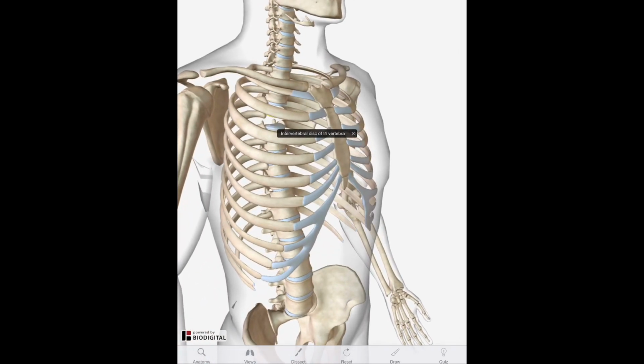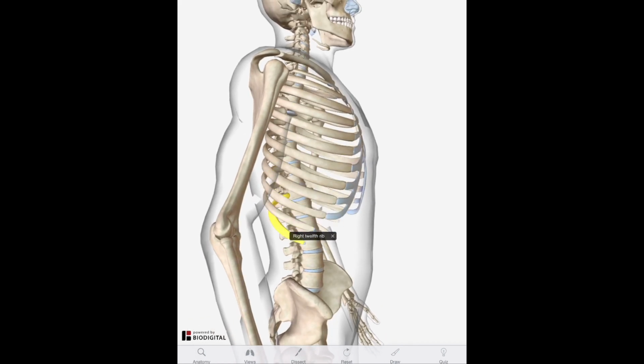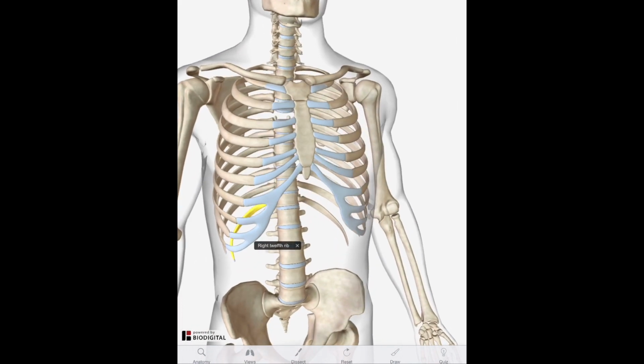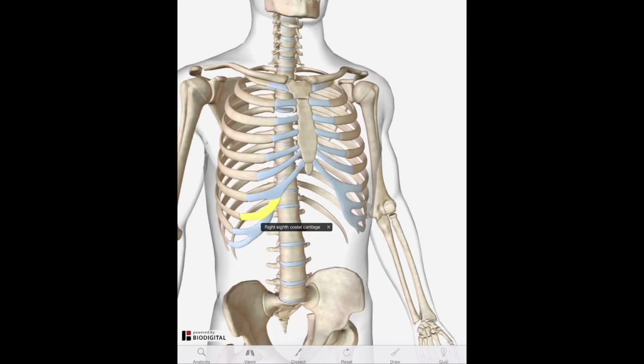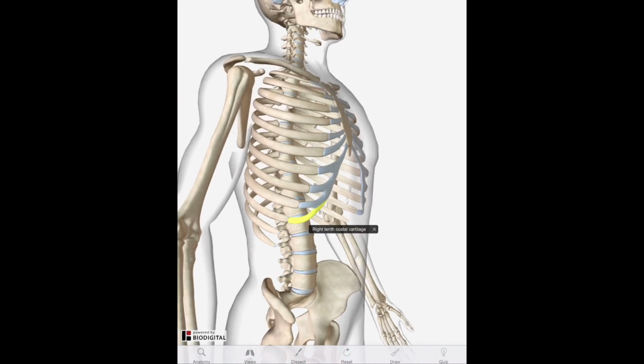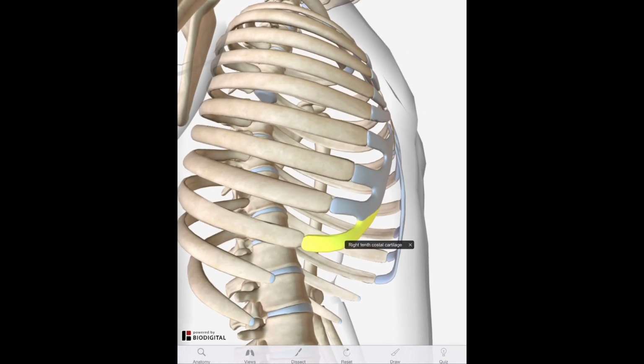That is the first rib, second, third, fourth, fifth, sixth, seventh, eighth, ninth, 10th, 11th and 12th ribs. Costal cartilages, the blue color part: first costal cartilage, second, third, fourth, fifth, sixth, seventh, eighth, ninth, 10th. The 11th and 12th ribs have very small costal cartilage.